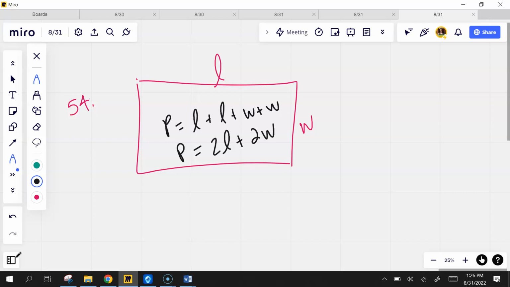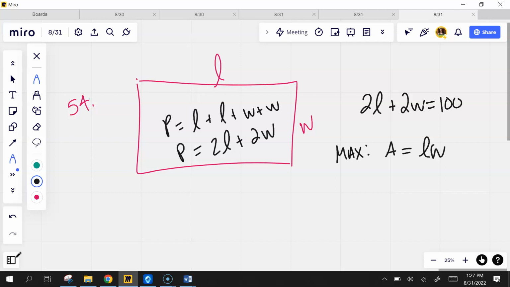So it says among all the rectangles whose perimeters are 100 feet, so when 2 times length plus 2 times width is 100, among all of those, find the dimensions with the one with maximum area. So what am I trying to maximize? I'm trying to maximize area. How do I find area of a rectangle? Length times width. So my question is, I want to get it down to just one variable so that I can find the maximum.